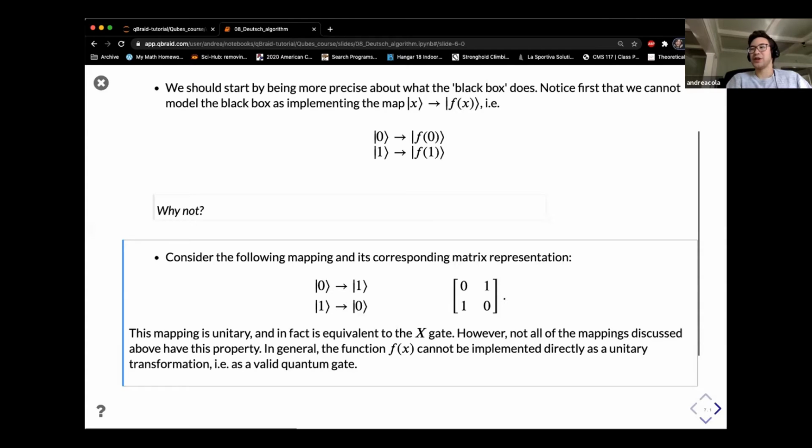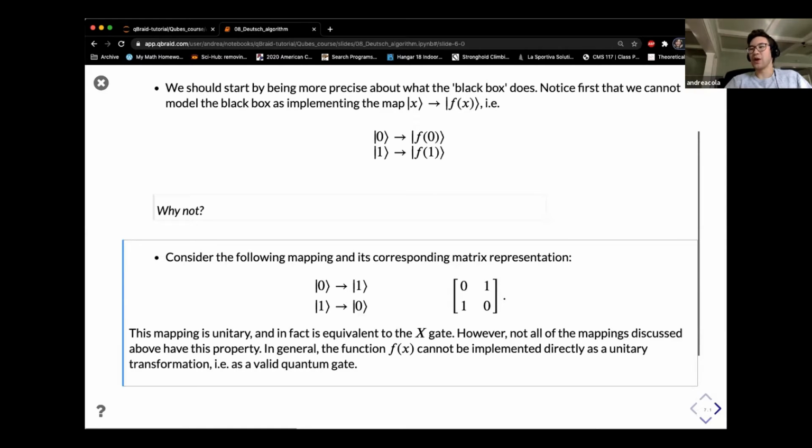Now, we don't know whether f is constant or balanced yet, right? But if f was constant, then what I claim is that this mapping doesn't define a valid quantum gate. If f was constant, then both of the right-hand sides are 0, say, they're both equal to 0, for example. In that case, ket 0 maps to ket 0. Ket 1 also maps to ket 0. And this does not define a valid unitary.